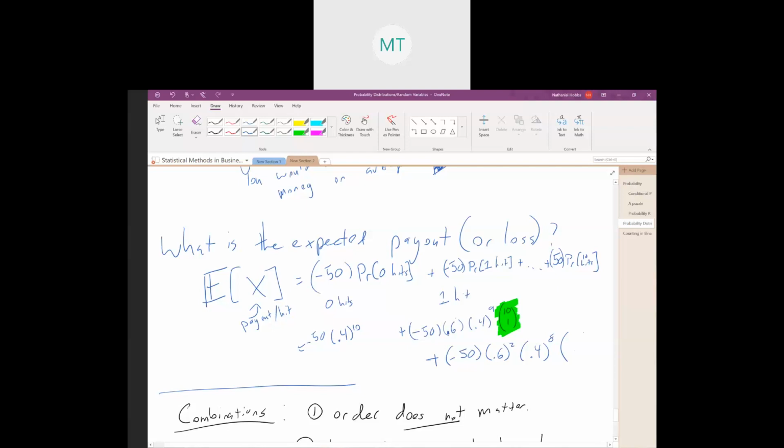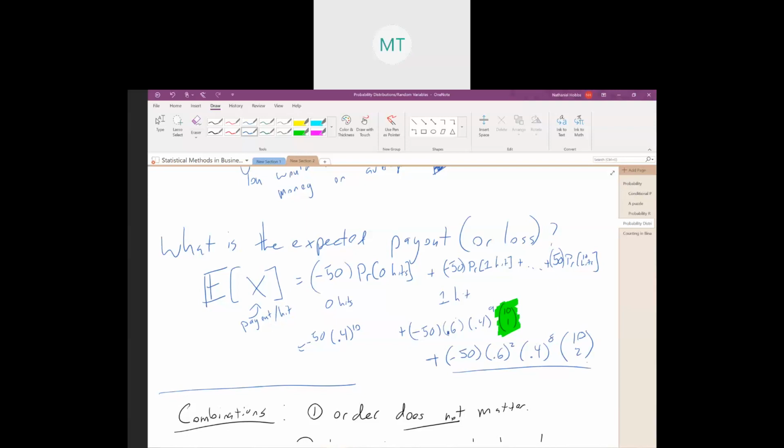Can you explain each part of this? So negative 50 is the payout for if you were to get 2 hits. Then the 0.6 squared is if you were to get 2 hits consecutively. I guess that's like the probability of it. And then the 0.4 to the eighth is if you were to not get a hit 8 times. And then the 10 choose 2 kind of takes into account that the 2 hits can occur at any point.